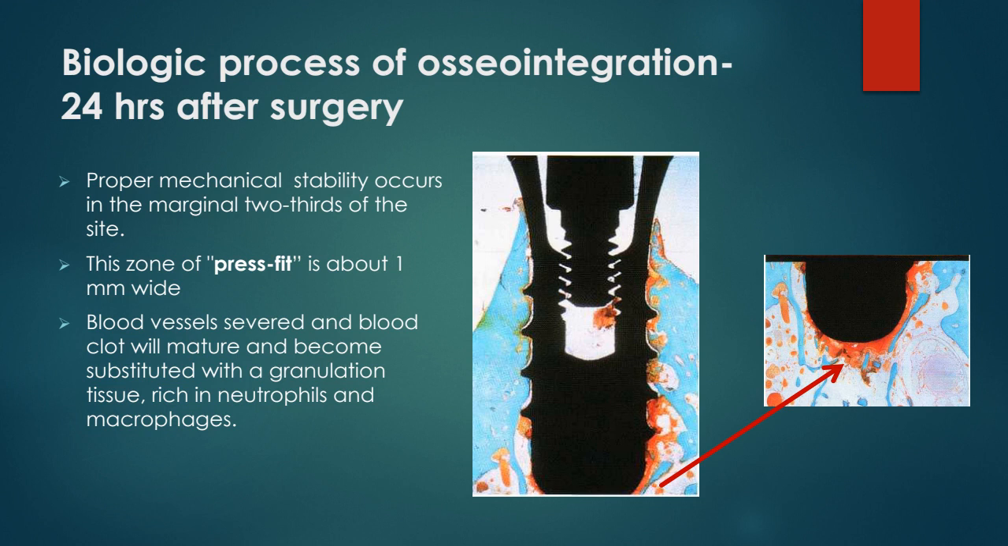When we place the implant, in the first 24 hours we have press fit, as we said, with direct contact by mechanical stability. Okay, occurs in the marginal 2/3 of the site. We usually have blood formation and a hematoma clot that will form around the implant itself. And this is slowly substituted with granulation tissue that is then replaced with bone itself.